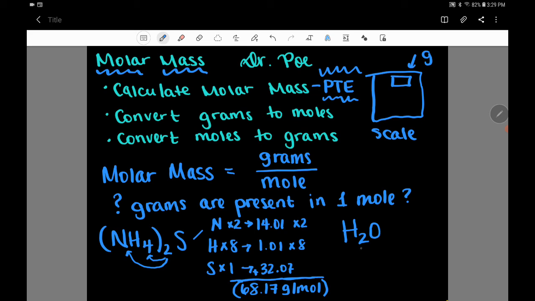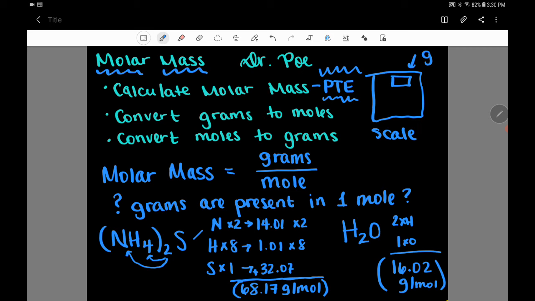So for H2O, this one's a really easy one. We've got 2 H's, and we've got 1 oxygen. Each hydrogen weighs 1.01, so that's 2.02 plus 16.00, and that's 18.02 grams per mole, the atomic mass of H2O, or dihydrogen monoxide.